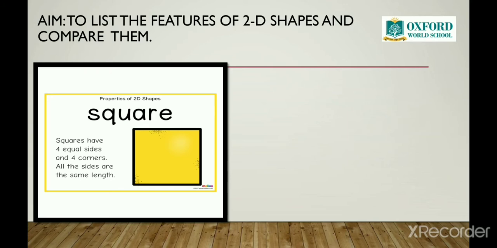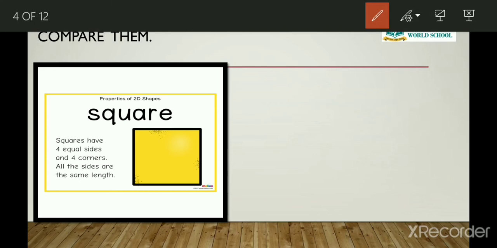features of 2D shapes. Now each 2D shape looks different. Most 2D shapes have sides and corners. Some 2D shapes have diagonals also. Now diagonals, what are diagonals? Well, diagonals are the lines joining the opposite corners of a shape. For example, we have a square here on the screen. Now diagonals are what? Diagonals are lines joining the opposite corners. So can you see the opposite corners?